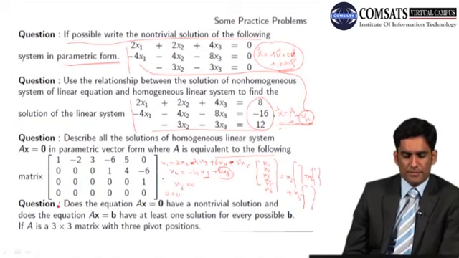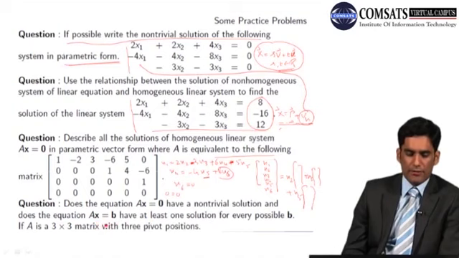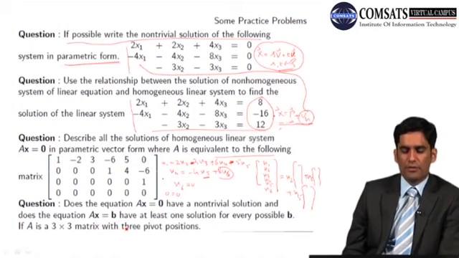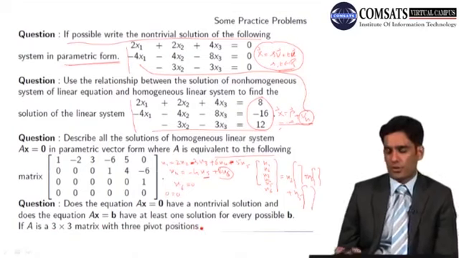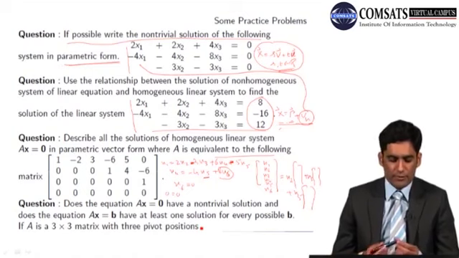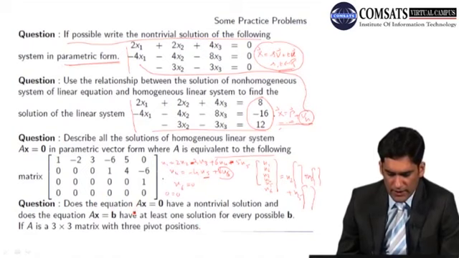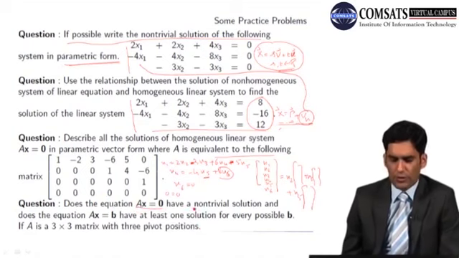The last question is: does the equation Ax = 0 have a non-trivial solution, and does the equation Ax = b have at least one solution for every possible b if A is a 3 by 3 matrix with 3 pivot positions? ये बड़ा इंटरेस्टिंग कॉन्सेप्चुअल क्वेश्चन है. इसके बारे में मैं आपको कुछ एक्सप्लेन कर देता हूं, एंड यू हैव टू फाइंड आउट द सॉल्यूशन ऑफ दिस क्वेश्चन. अब ये कह रहा है कि Ax = 0 have a non trivial solution.